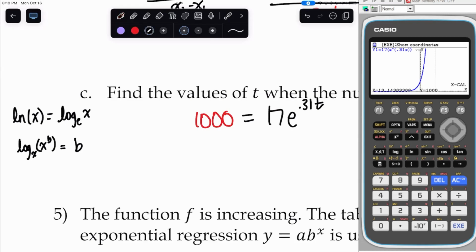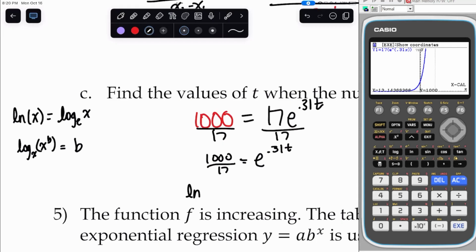Naturally for us, we want to divide by 17 on both sides. 1,000 over 17 does not simplify any further unless I want a decimal number, which I don't, so we'll leave it alone. All equals e to the 0.31t. At this point, if I want to cancel out e, I would take the natural log of both sides.